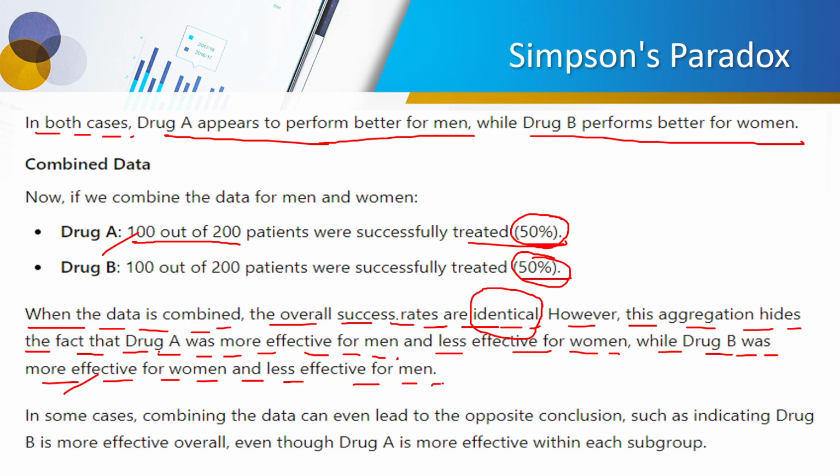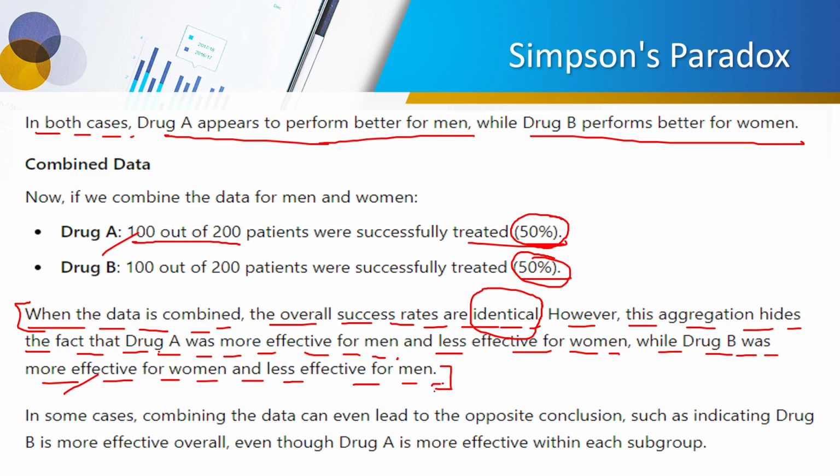So basically, this is the important part. Just go through it in a very proper way. That is Simpson's paradox. What it says: when the data is combined, the overall success rates are identical, 50-50% in both cases. However, this aggregation hides something. What does it hide? The fact that drug A is more efficient for men and less effective for women, while drug B is more effective for women and less effective for men. This is the important characteristic hidden inside Simpson's paradox.